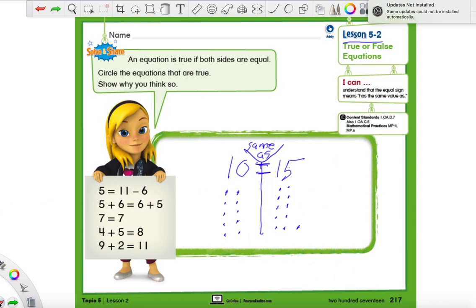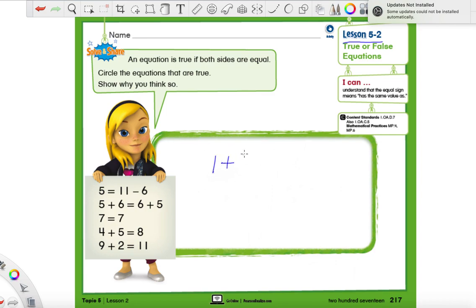And we're going to even see some number sentences that might look a little confusing. And one of those could be, let me erase this here. Okay, let's say that we have a number sentence that says 1 plus 1 equals 3 minus 1.